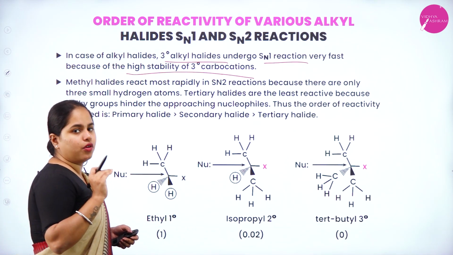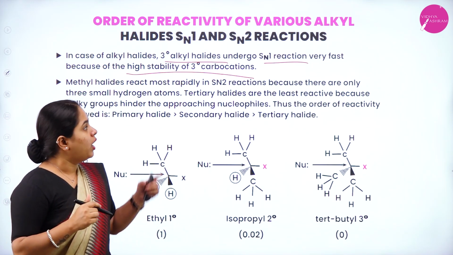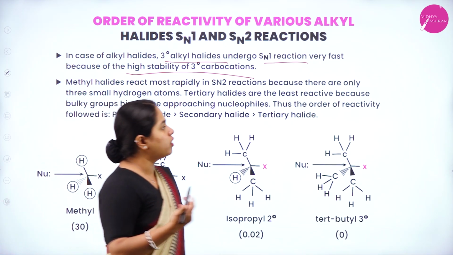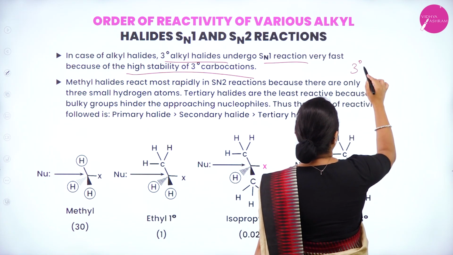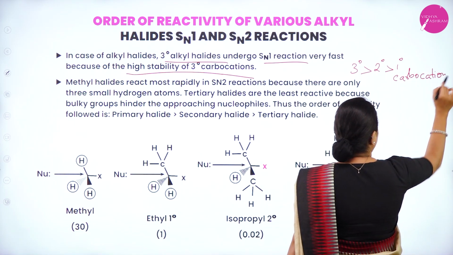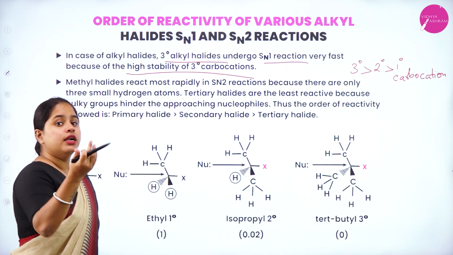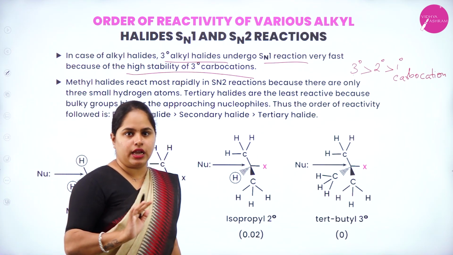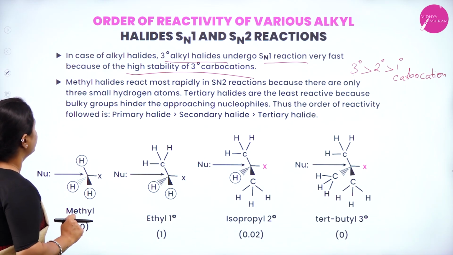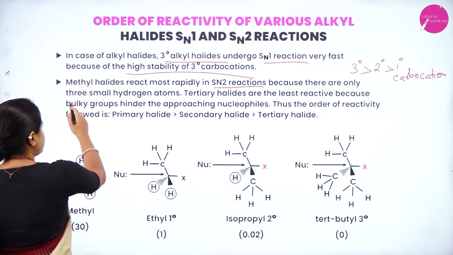In the SN1 reaction, we have already studied that it's a two-step process. First, a carbocation will be formed. So, in the SN1 reaction, we are going to consider the terms with carbocation. We already know the order of stability of carbocations: tertiary carbocation will be most stable, then secondary carbocation, then primary carbocation. So in the SN1 reaction, as tertiary carbocation has the highest stability, tertiary alkyl halide will undergo the reaction faster, because in the SN1 reaction, a carbocation is formed. Now, methyl halides react most rapidly in the SN2 reaction because there are only 3 small hydrogen atoms.